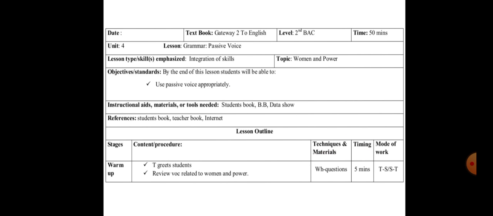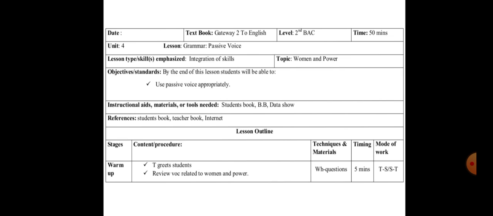So let's begin with an example of a grammar lesson plan. This is the outline. Actually, I didn't mention the component, the date. The date is also very important. We have the textbook, we have the level, we have the time, we have the unit, we have the lesson, which is grammar, passive voice.